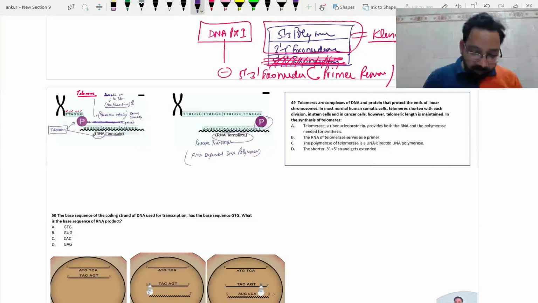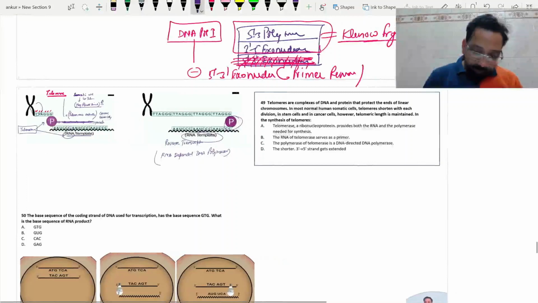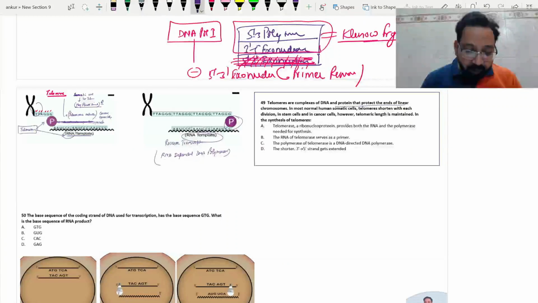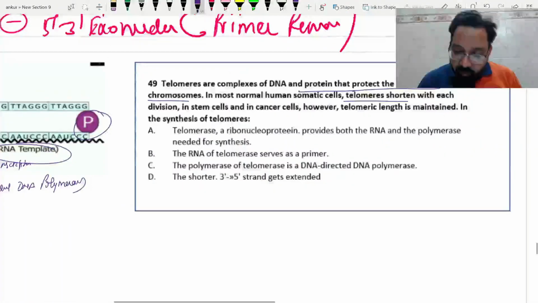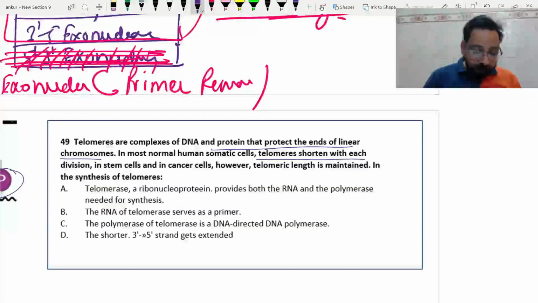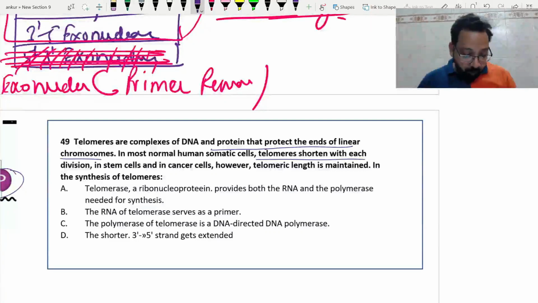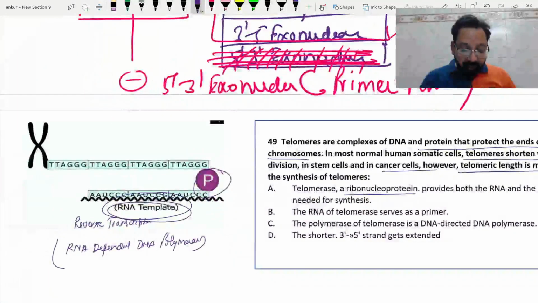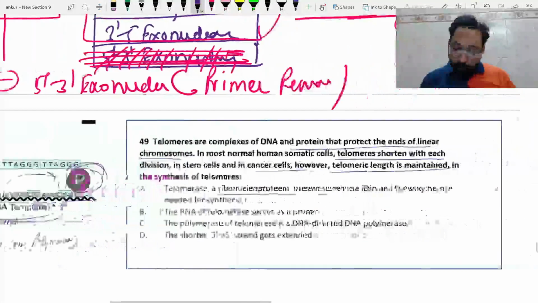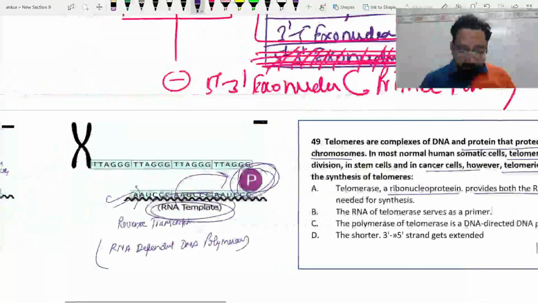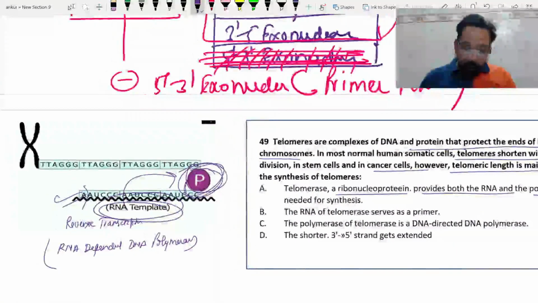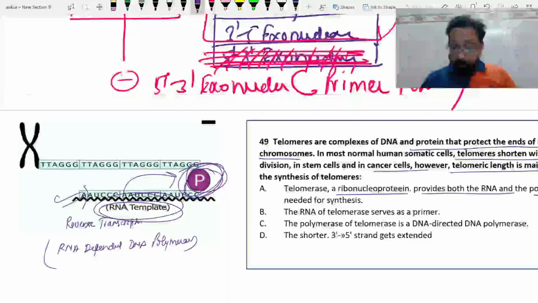In this, DNA is there and protein is there that protect the linear end of the chromosome. In most normal human somatic cells, telomeres shorten with each division. I told you after each division, a small portion of DNA is lost, and the lost portion is usually telomere. In stem cells and cancer cells, telomeric length is maintained by telomerase. Telomerase is a ribonucleoprotein. Yes, RNA template is there and protein is there. It provides the RNA template and it also provides polymerase for the synthesis of telomere.